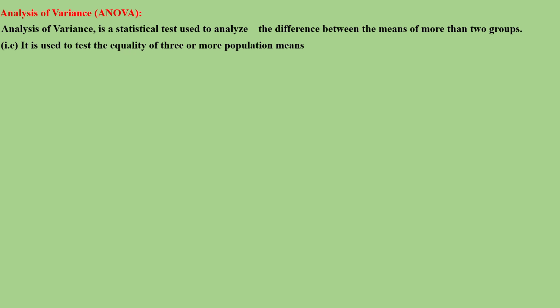It is used to test the equality of 3 or more population means by comparing the sample variance using the F distribution. So we are comparing the means: is there any difference between the groups? Suppose there are 5 groups of students and we are checking their IQs. First group mean, second group mean, third, fourth, and fifth. We are getting the average of these 5 groups and comparing.